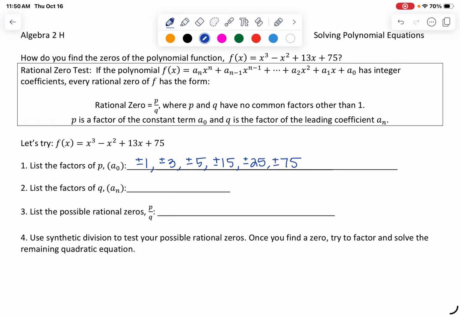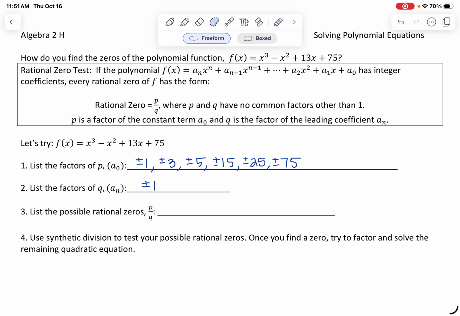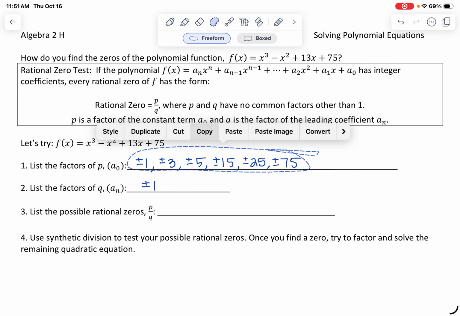Now I'm going to find the factors of my leading coefficient. My leading coefficient is 1, so my factors are plus or minus 1. So now I'm going to divide each of my p values by each of my q values. But notice I'm dividing by positive 1 and negative 1, so I'm just going to get the same list that I have. So I'm just going to copy and paste that, because why would I write it again, right?